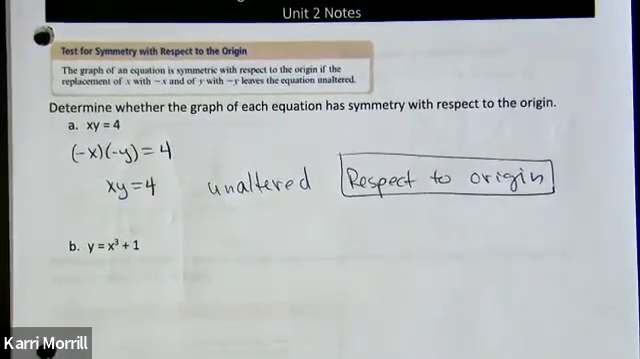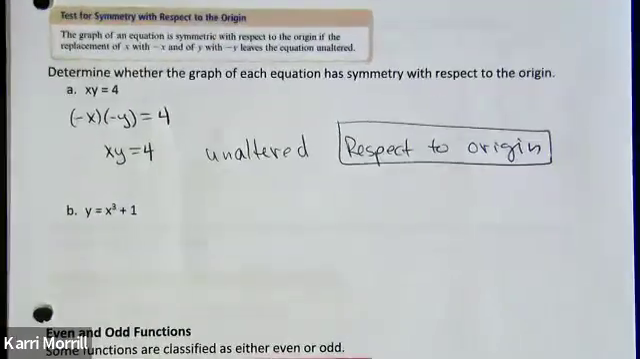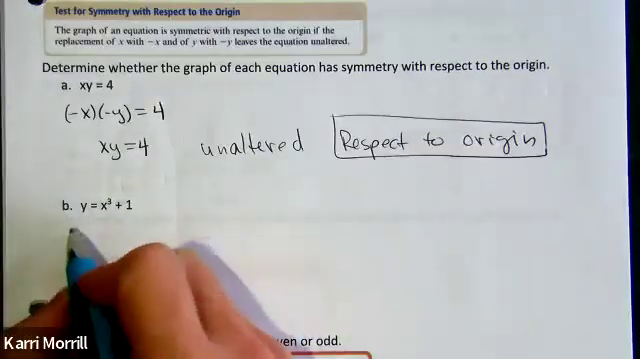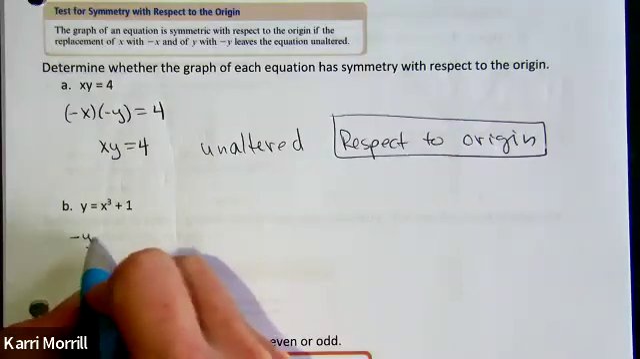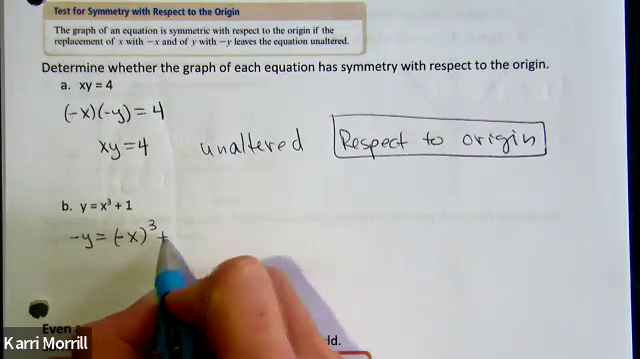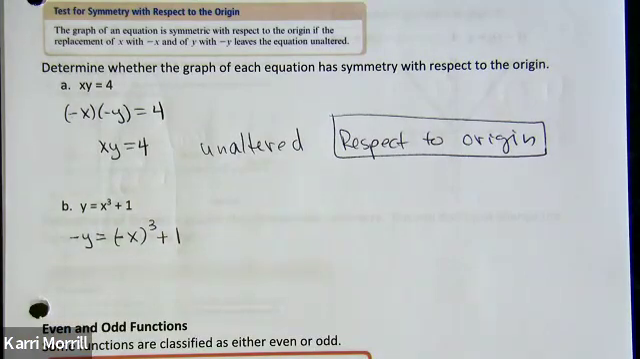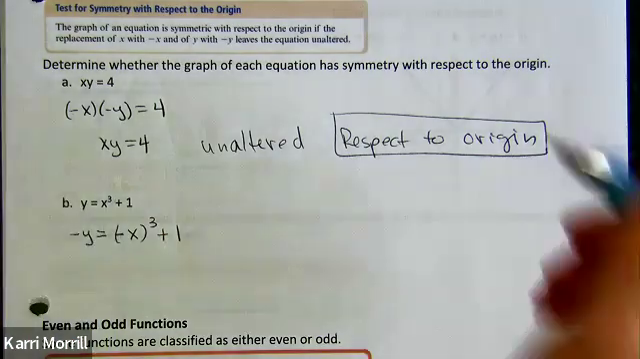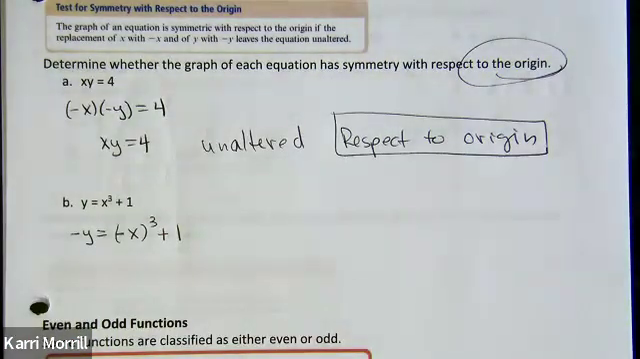So we'll do another one. We always like to show you failed ones, I guess. So I bet you could tell that this one would be a failed one, but we'll go through the motions. So we have negative y equals a negative x to the third power plus 1. So again, I just changed the x and y's, both of them, because we're testing to see if it's in respect to the origin. So that's the key indicator of what signs we're changing.